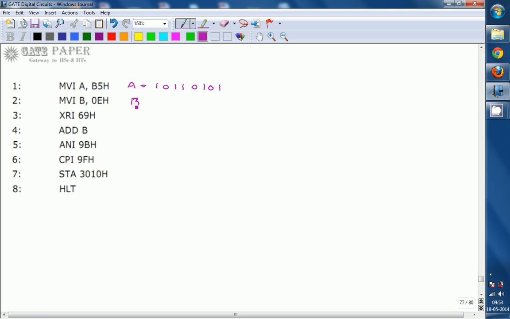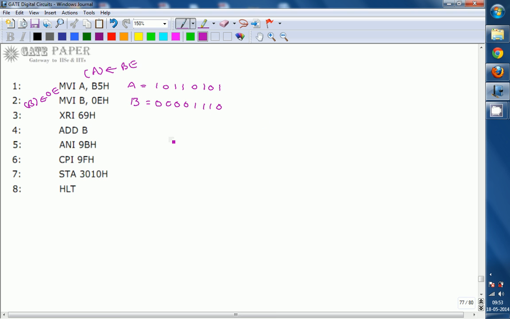And next, MVI B, that is, load the B register with 0E for this instruction. So B is going to be 0000 and E is nothing but 1110. This is the E value. So this is 0E. Simply, MVI A, B5 means A will be loaded with B5, and here B will be loaded with 0E. This is what takes place. So now this is the B value and this is the A value.